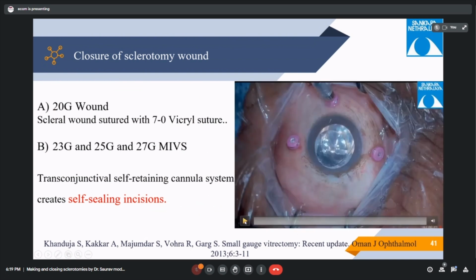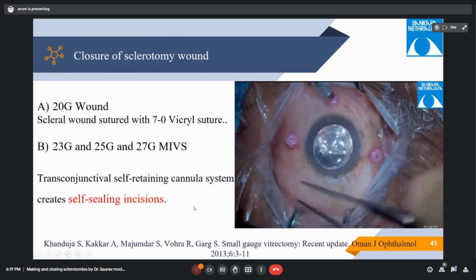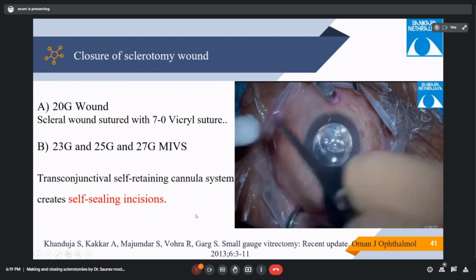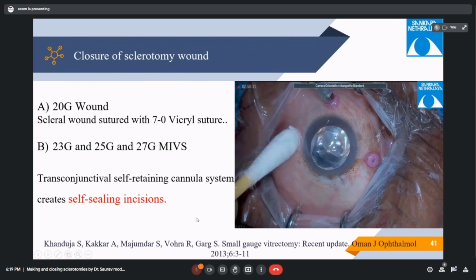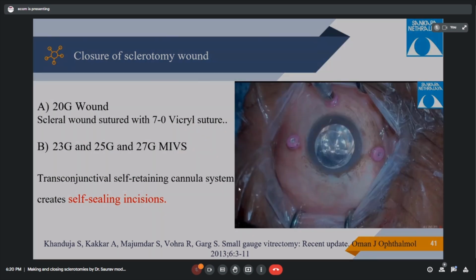A video showing how the self-sealing incision works. The 20 gauge cannulas are removed, and remember to remove the cannula in the same direction as it was inserted, and firm pressure is applied over the area so as to create a self-sealing wound.